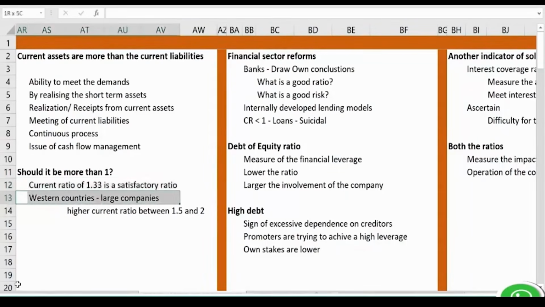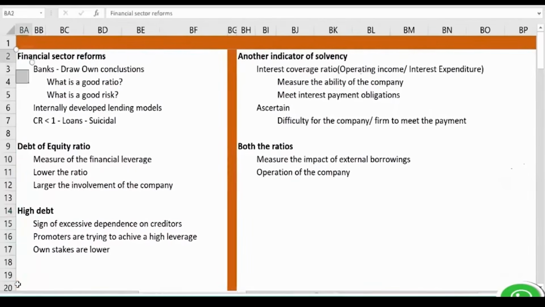If you look at Western countries, for large companies, a higher current ratio was prescribed by their system. It was expected to be in the range of 1.5 to 2. But thanks to the financial sector reforms that have taken place, here banks can now draw their own conclusions with regard to what is a satisfactory current ratio. What is a good ratio, what is good risk, everything can be decided by the bank itself based on its internally developed lending models. But one thing is very clear: if the current ratio is below 1, and a bank takes up a fresh exposure on those companies by giving loans, it is equivalent to suicidal. This is on the liquidity side.